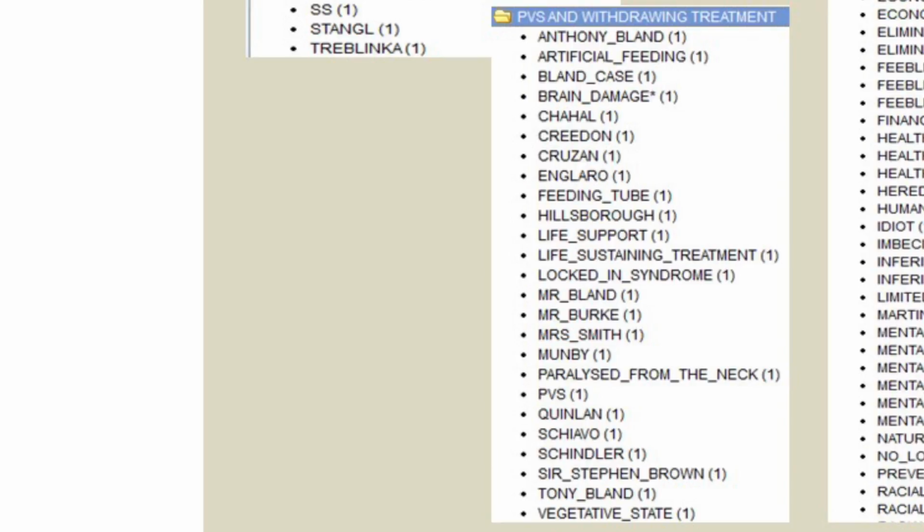Another dictionary category is persistent vegetative state and the withdrawal of treatment, where Nancy Cruzan, feeding tube, Hillsborough, Mr. Bland, Tony Bland, paralysed from the neck, PVS, persistent vegetative state, Terry Schiavo, Karen Quinlan, Tony Bland, vegetative state. You can see that all of those phrases and words belong to the category PVS and withdrawing treatment.